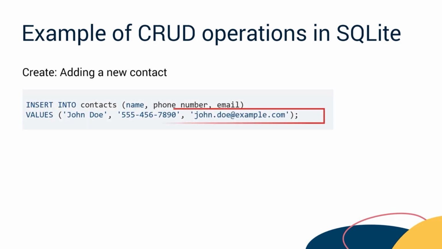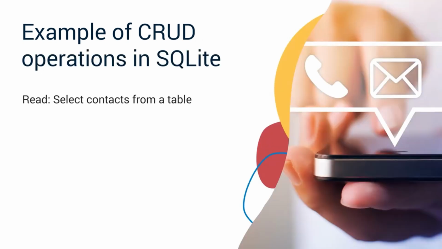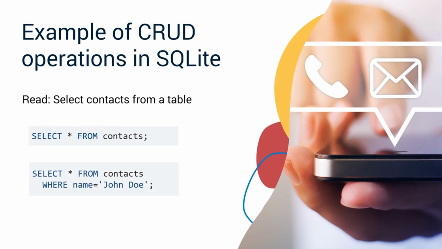The command shown adds John Doe by inserting a new record into the contacts table with the specified name, phone number, and email. You use the select statement to read from the database, which enables you to view the stored contact. The select command, when used with the star, retrieves all records from the contacts table. You can view a specific contact, such as John Doe, by using the select command with the where statement.